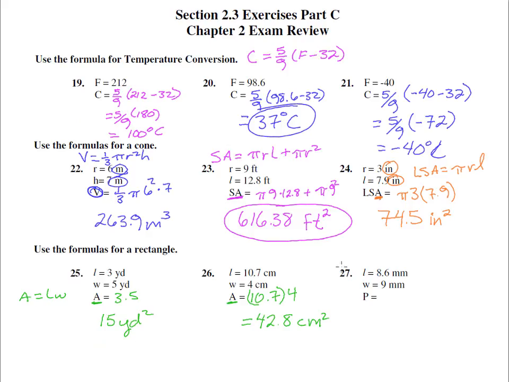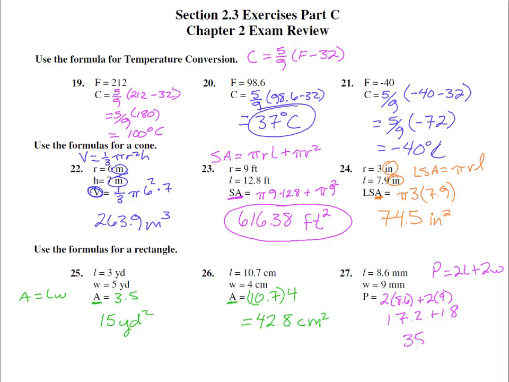Good. And the last one, 27. Length is 8.6 millimeters. Width is 9 millimeters. But notice we're finding the perimeter, so we can't use the area formula. We must use the perimeter formula, which is 2L plus 2W. That is the measure or the distance around a rectangle, 2L plus 2W. So the perimeter is 2 times 8.6 plus 2 times 9. And this is 17.2 plus 18.